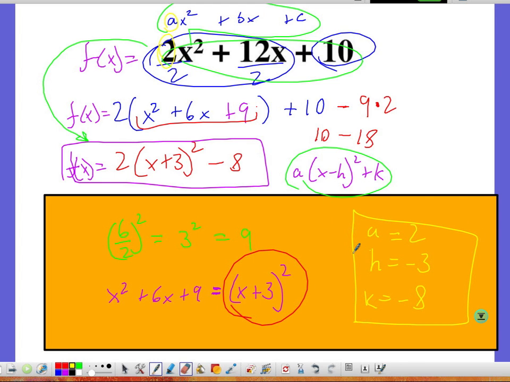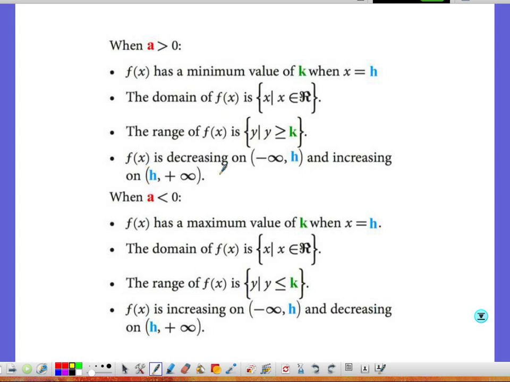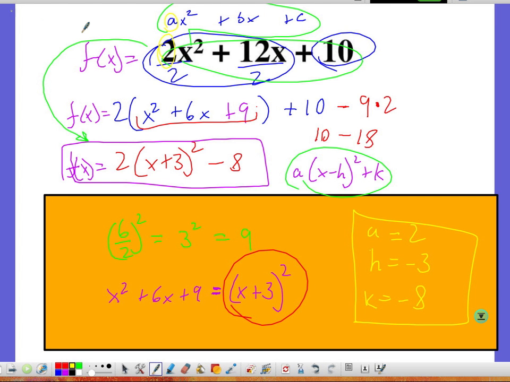There we go. Now that we have a, h, and k, we can use this right here to find all the different attributes. And also we can find the vertex and the axis of symmetry. So there we go. That is how you complete the square in order to go from standard form into vertex form.